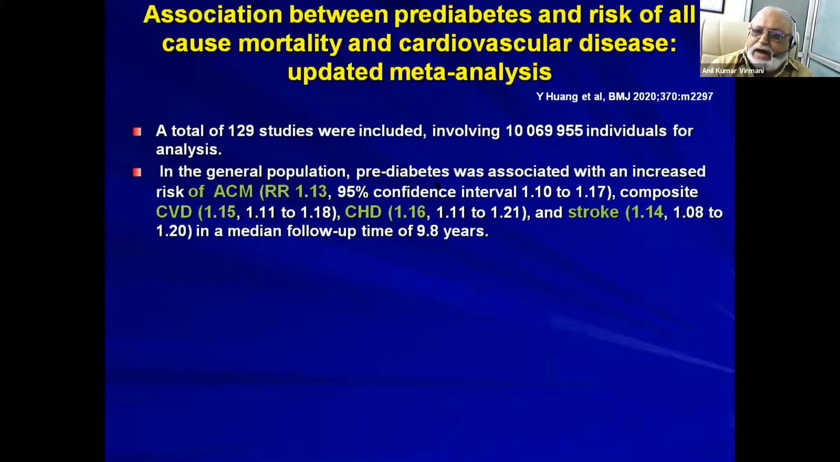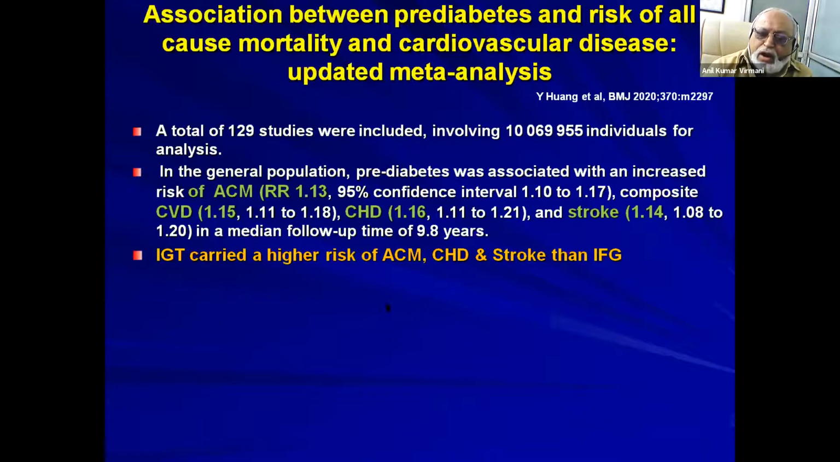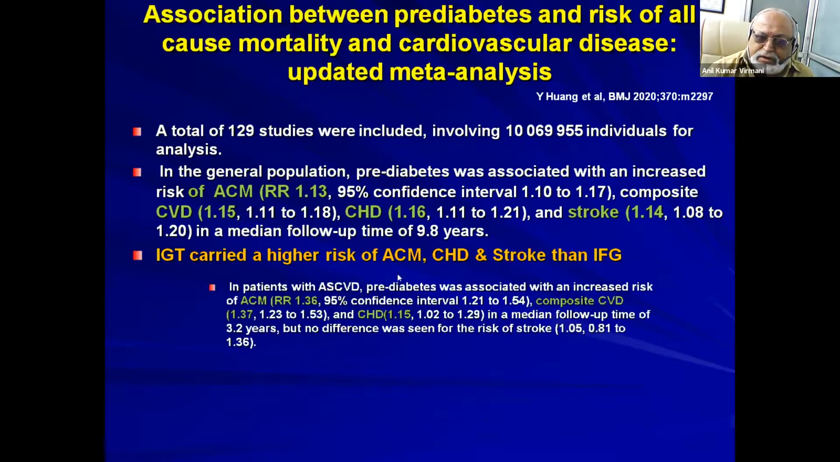that patients with prediabetes had a 13% increased risk of all-cause mortality, 15% increased risk of cardiovascular disease, 16% increased risk of coronary heart disease, and 14% increased risk of stroke. Now, let me remind you here that impaired glucose tolerance carried a higher risk as compared to impaired fasting glucose. So obviously, impaired glucose tolerance is more dangerous as compared to impaired fasting glucose.